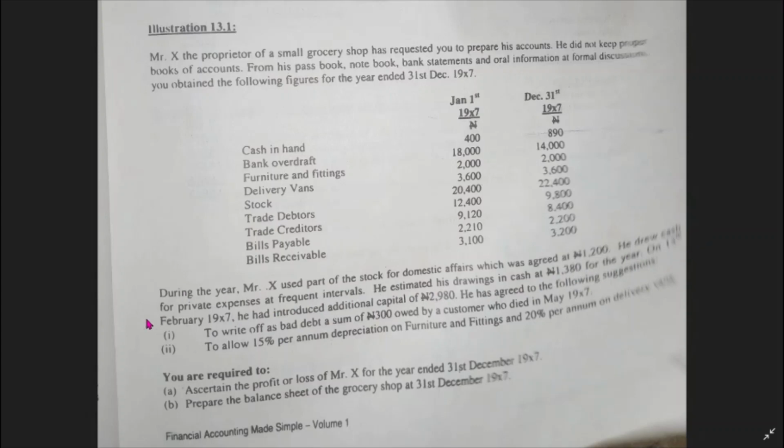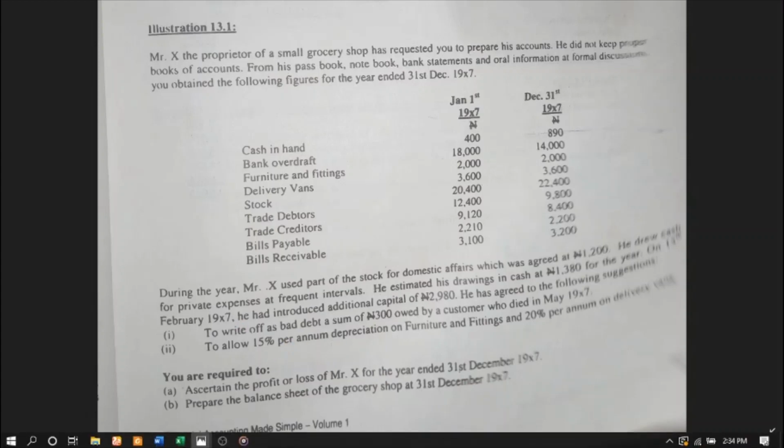On 15th February 1997, he introduced additional capital of this amount, and he agreed to the following suggestions: to write off as bad debt a sum of 300 naira owed by a customer who died in May of this year, and to allow 15% per annum depreciation on fixtures and fittings, and 20% per annum on the delivery van. Alright, in solving, we are asked to ascertain the profit or loss of Mr. X for the year ended 31st December, and prepare the balance sheet of the grocery shop at that date.